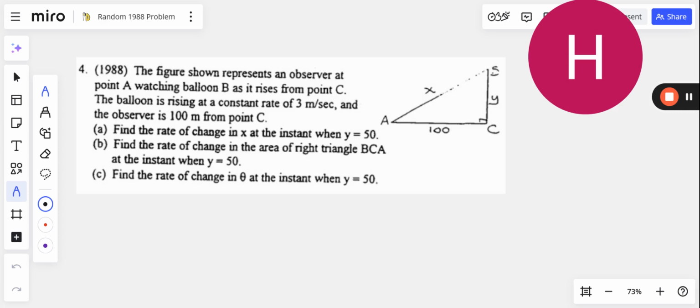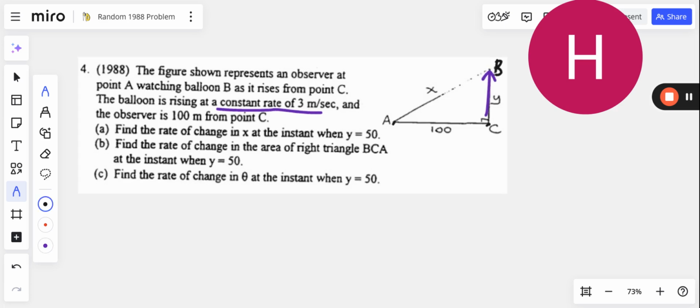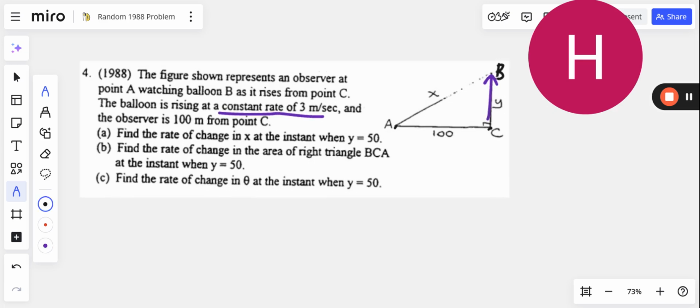Now we're going to interpret the problem and understand this diagram that they gave to us. We have a balloon B. I'm assuming this is supposed to be B right up here. And the balloon is rising, makes sense, starting from point C, which is like here on the ground. And there's an observer from point A that is kind of watching the balloon rise. Now the balloon is rising at a constant rate. So they've given us the rate of how fast this balloon is going upwards, which means the y is getting bigger. And they're also telling us the observer is 100 meters. Yeah, we see that on the diagram.